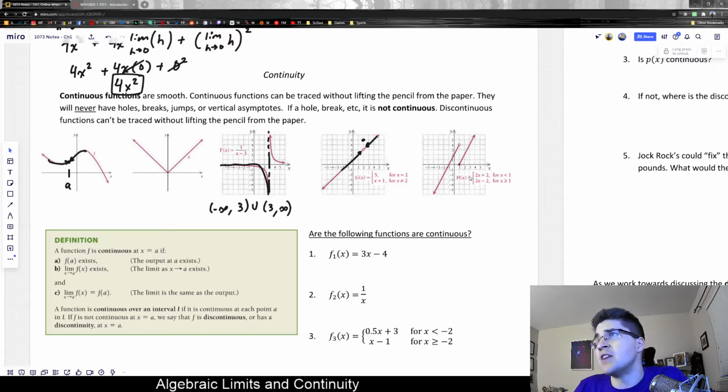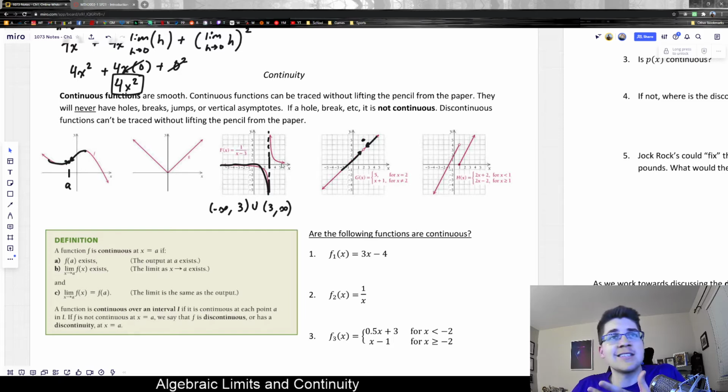And same with function capital H. Here, it is defined at 1. The right-hand limit actually does approach 1, but the left-hand limit does not. So again, we'd say that that limit does not exist because those two limits are not approaching the same point. So that would fail condition B. So if it fails any one of those three conditions, it's not continuous, and that's that. So if you're looking at a function, that is what you want to look for.